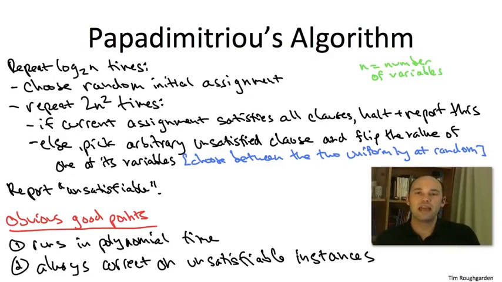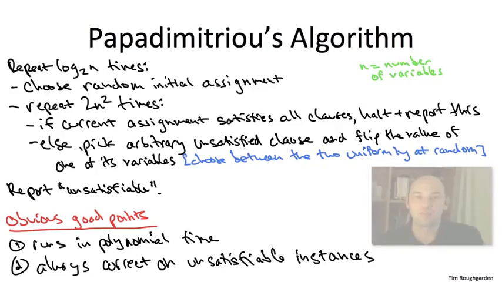If at the end of the day, after these 2n squared times log n local moves, Papadimitriou's algorithm has failed to find a satisfying assignment, it somewhat arrogantly declares that therefore one must not exist. What's clear about this algorithm is that it runs in polynomial time. After all, we've explicitly bounded the number of steps it's permitted to take. Secondly, it's clear that if there is no satisfying assignment, then the algorithm will naturally fail to find one and correctly report that it's unsatisfiable.